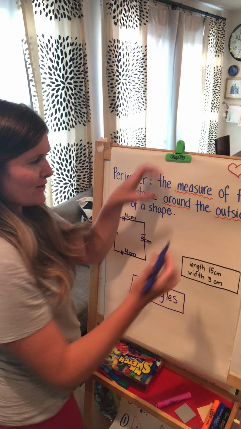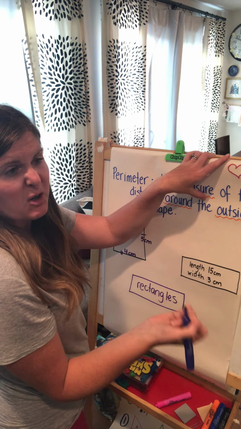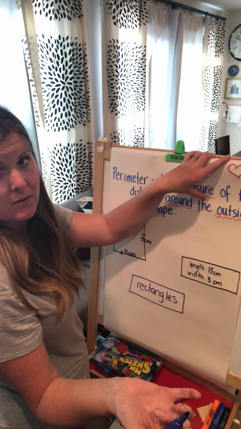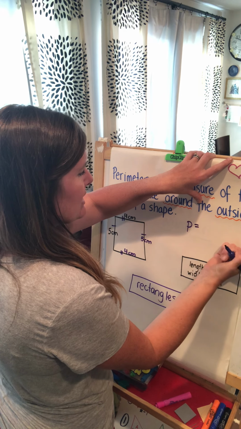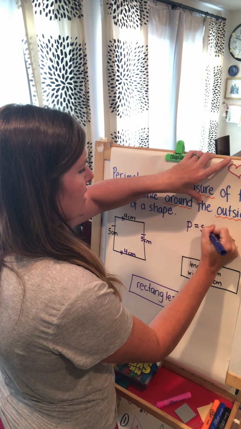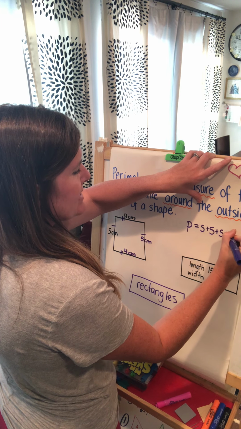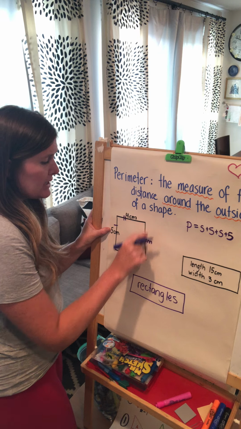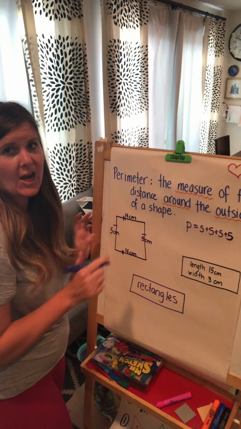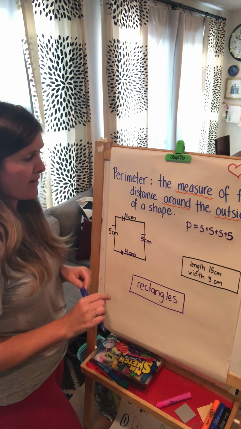So another way we can figure this out, because we know that we can figure out different math concepts with formulas. So I could say that perimeter is equal to side plus side plus side plus side. That looks like a 5, but it's an S. If you add up the length of all the sides of your shape, that's going to give you the total distance around the outside of that shape.